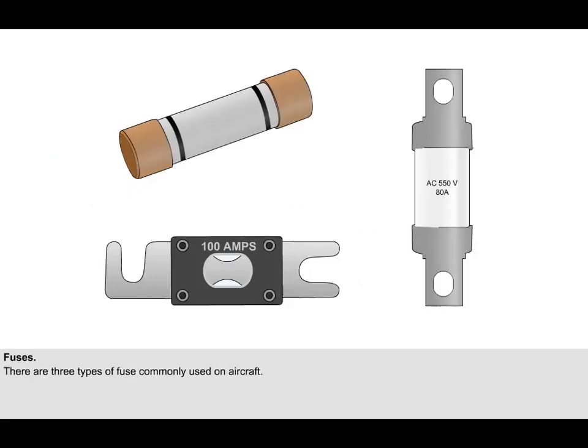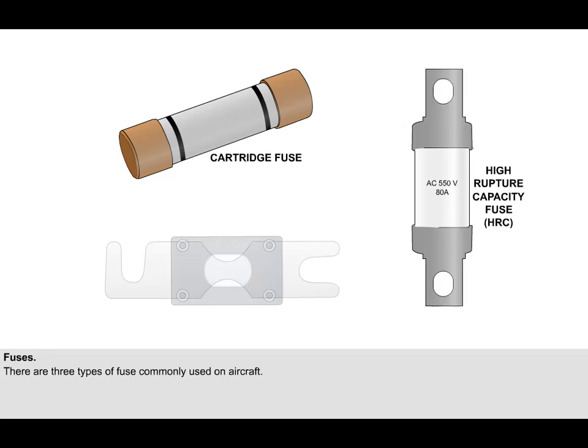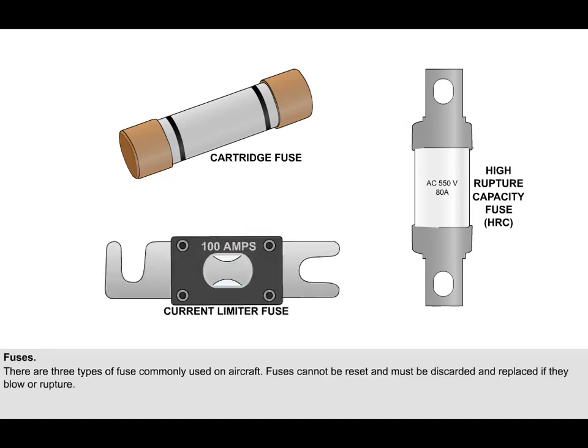In this lesson, we will look at the fuses that are used to protect an aircraft's electrical system. There are 3 types of fuse commonly used on aircraft. They are the cartridge fuse, the high rupture capacity or HRC fuse, and the current limiter fuse. Fuses cannot be reset and must be discarded and replaced if they blow or rupture. We will begin by looking at the cartridge fuse.